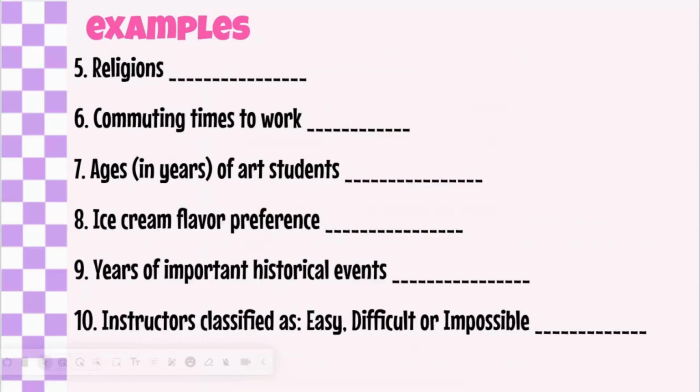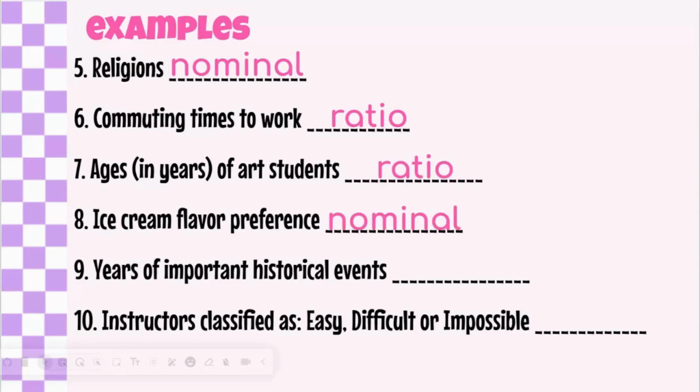Here are some more examples. Go ahead and pause this. Religions are nominal. Commuting time is going to be ratio. You cannot commute negative time to work. Ages is going to be ratio. You can't have a negative age. Ice cream preference is nominal.